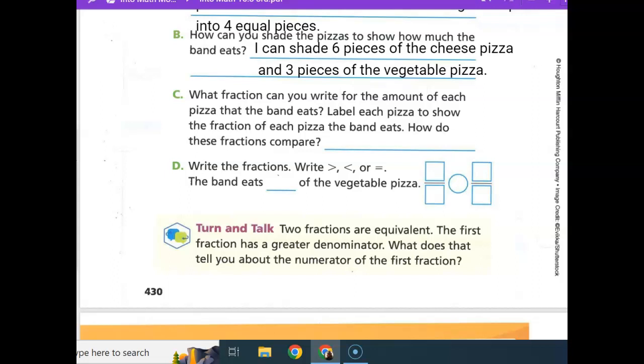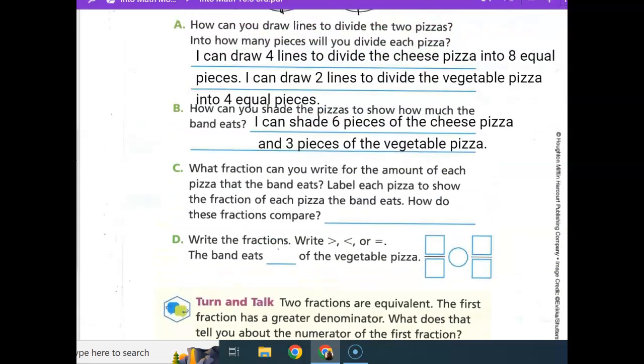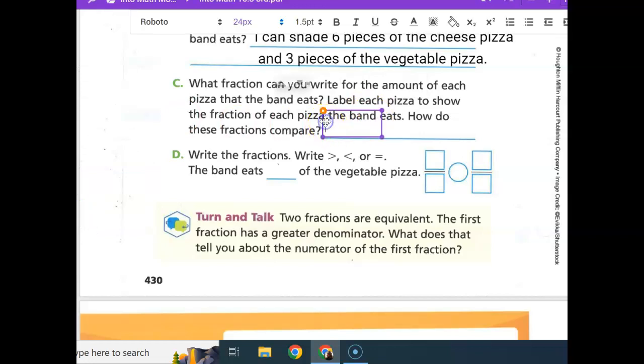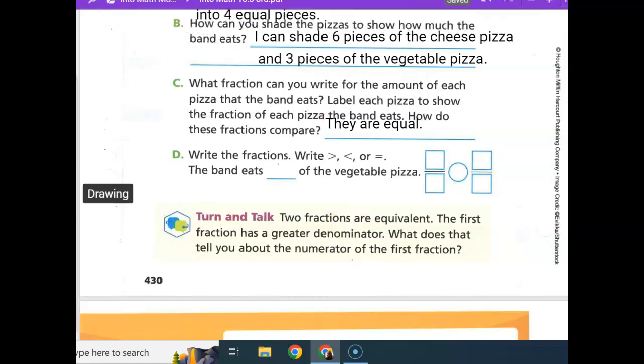Okay. So how do they compare? They are equal. Okay, so we're going to write the fraction with the greater than or less than sign. So we had 6/8 of a pizza, and we had 3/4 of a pizza, and we know that they're equal. So the band eats 3/4 of the vegetable pizza. Go ahead and stop your video if you need to get that down.